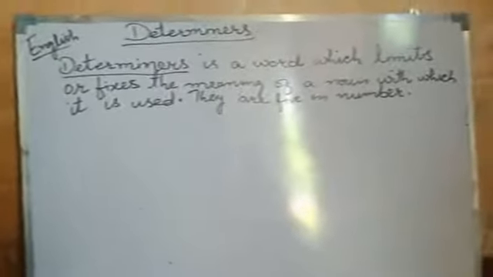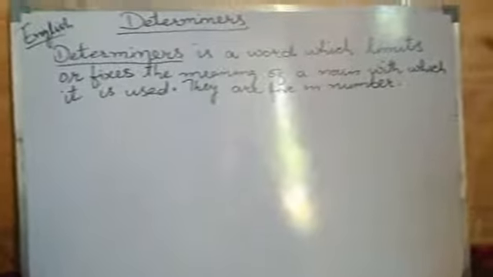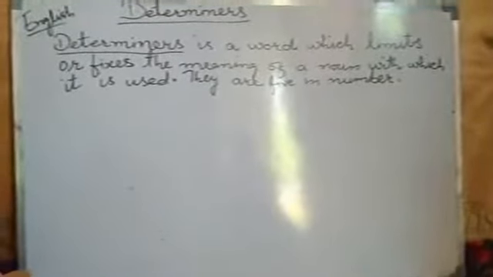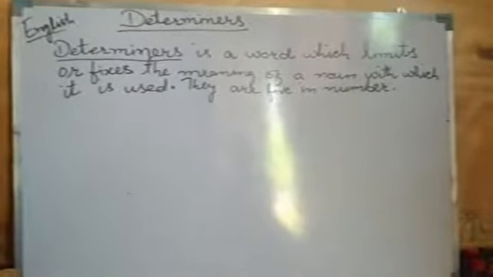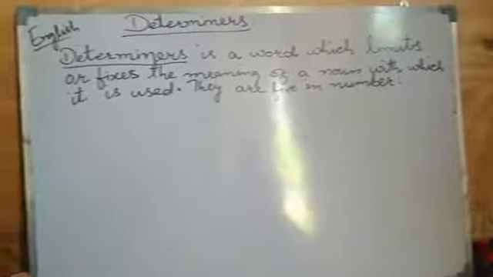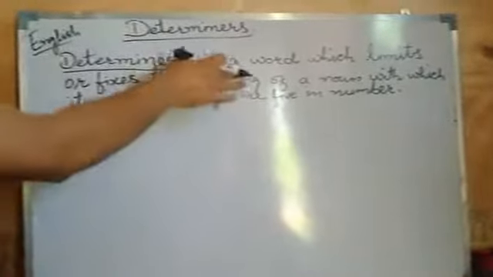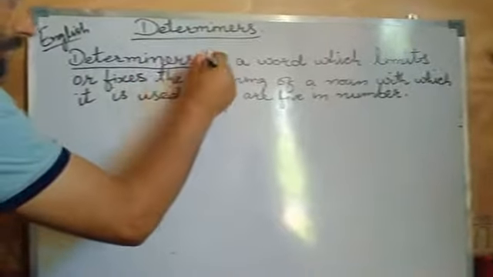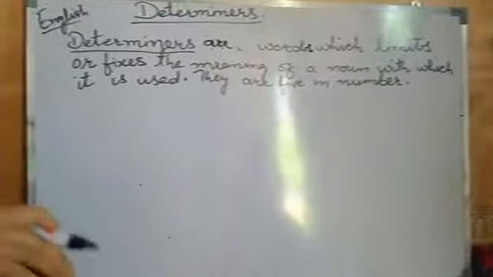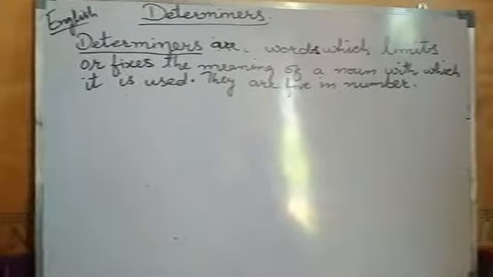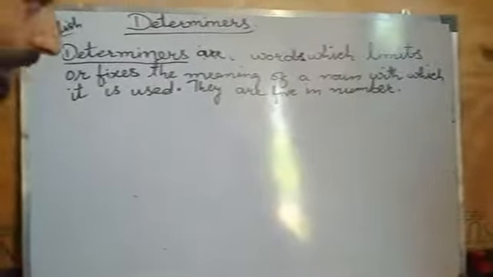Dear students, it's English class and I, Mujtaba Hussain, am going to teach you determiners. What are determiners? Determiners are words which limit or fix the meaning of a noun with which they are used. They are five in number.